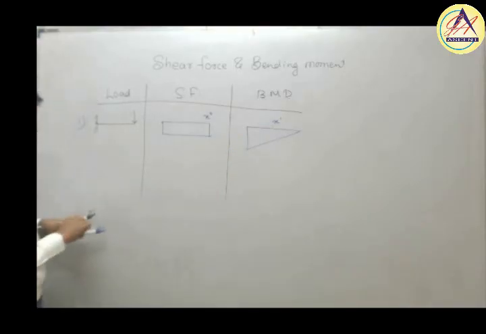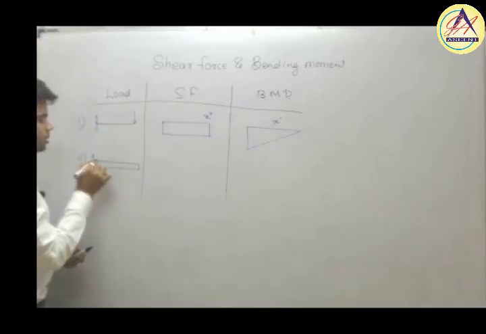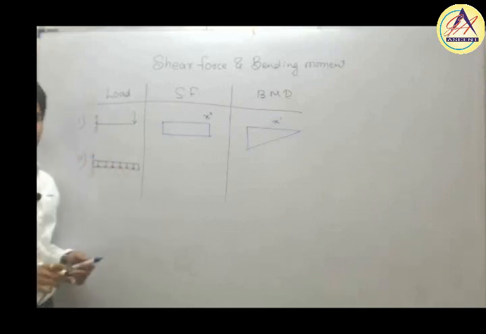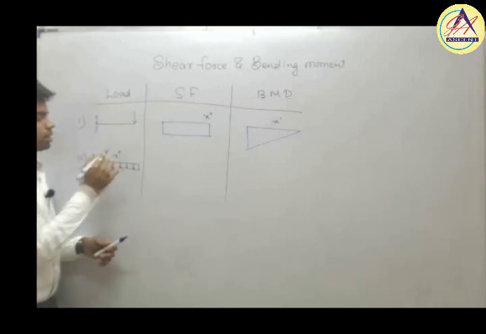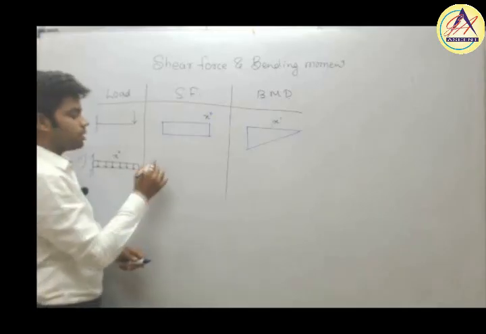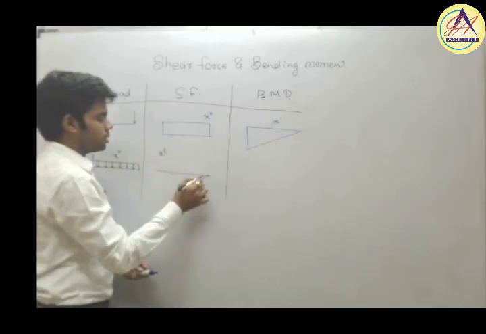Another case: suppose we have a cantilever subjected to a UDL. UDL means a horizontal load. That means already the curve is of x to the power 0. So the shear force diagram will be an x to the power 1 curve. So the shear force diagram will be linear.